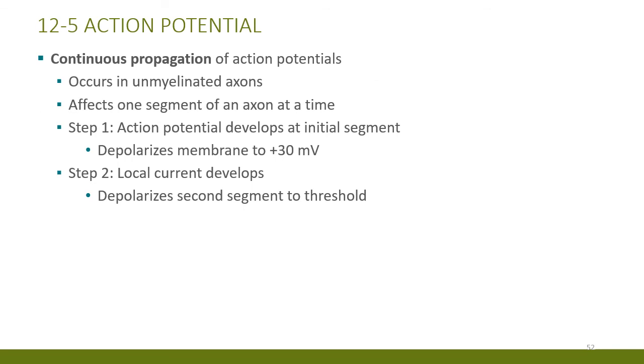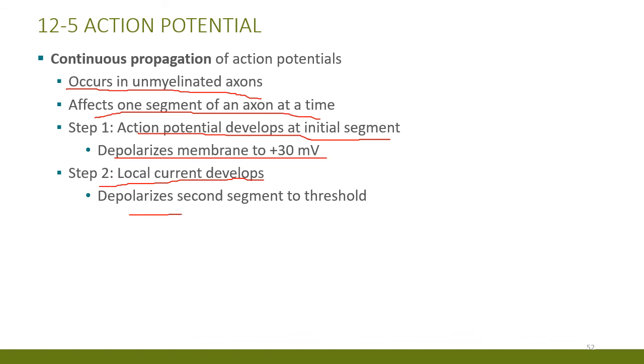So in continuous conduction, what you're going to have is an action potential as continuous propagation. It only occurs in unmyelinated axons. So one segment of the axon at a time is depolarizing slowly down the entire membrane. So the action potential developed at the initial segment first, and it depolarizes the membrane all the way to plus 30 millivolts. And a local current develops and depolarizes the second segment, and it goes down and creates a threshold, and it causes more depolarization down the membrane.